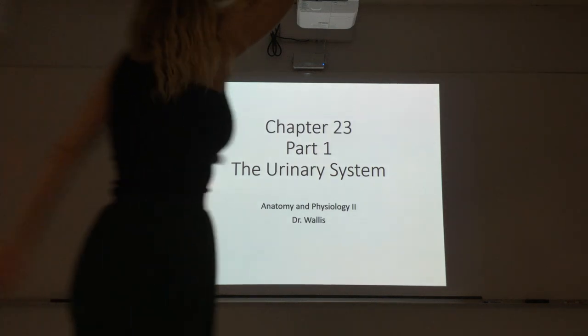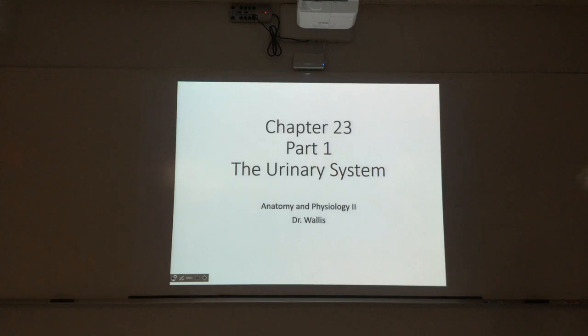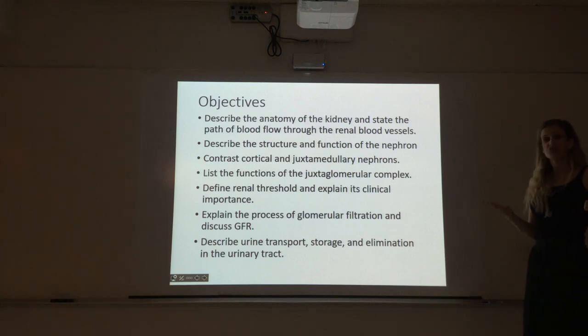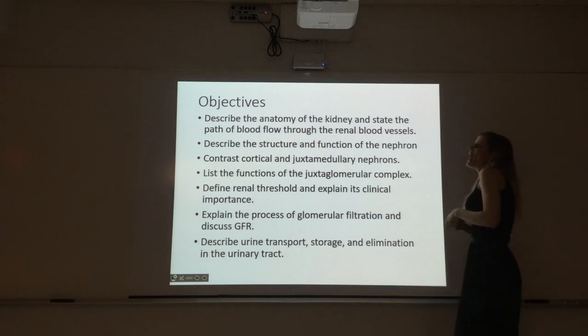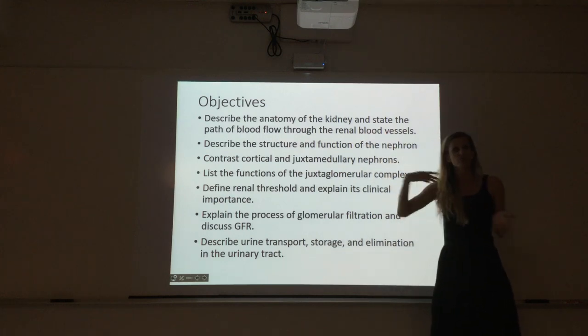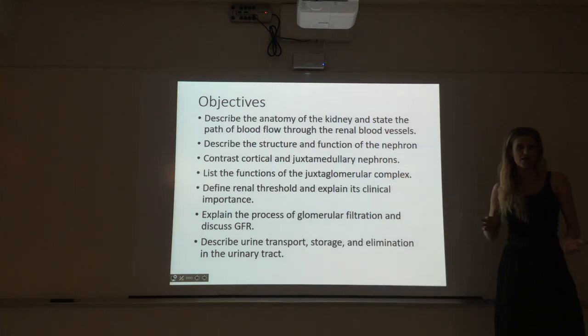All right, so our last chapter is going to be the urinary system. And again, we'll have two parts to the chapter. By the end of the chapter, you should be able to describe the anatomy of the kidney, which you should already have a pretty good grasp on from lab. And then also be able to describe in good detail the path that blood takes as it flows through the kidney and understand what's happening in each area.